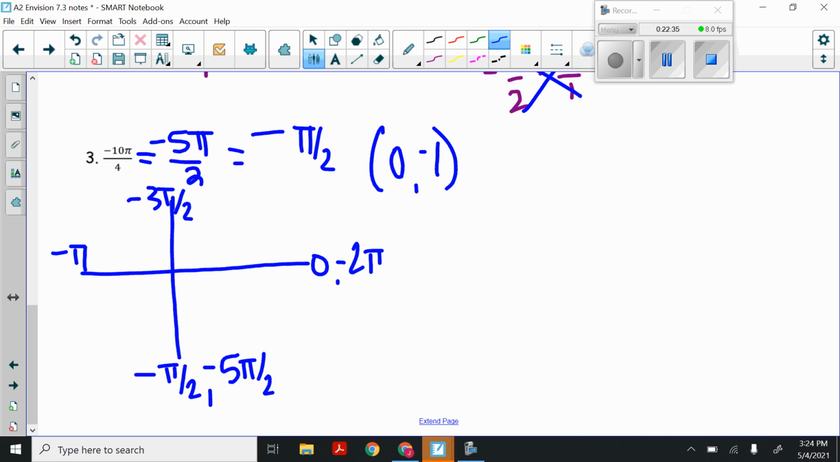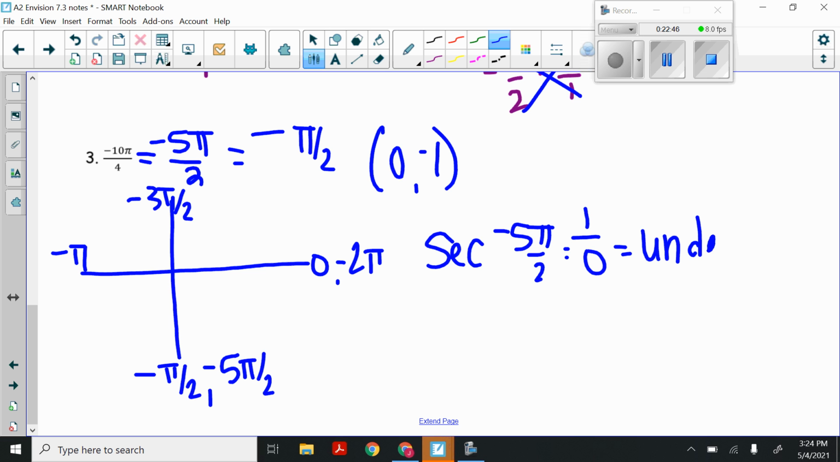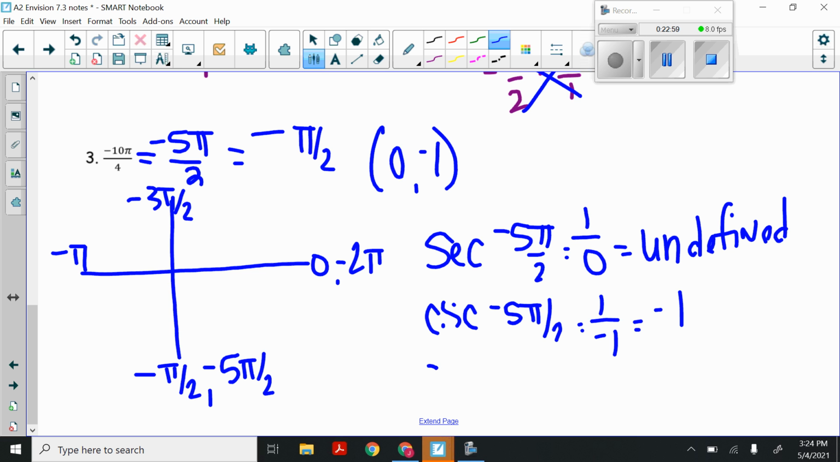So the secant of negative 5 pi over 2 is 1 over the cosine, so 1 over 0, which is undefined. We can't do that. The cosecant of negative 5 pi over 2 is 1 over the sine, so 1 over negative 1, which is negative 1. The cotangent at negative 5 pi over 2 is going to be the cosine, 0, over the sine, negative 1, which is 0.